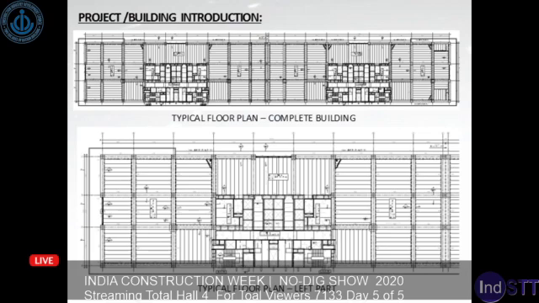So this slide shows the typical layout. As you can see, the upper plan shows a typical floor plan, and being fairly long, 200 meters, it has been divided into 2 towers separated by an expansion joint. So for the analysis purpose, 2 separate analyses were done for each of the towers.